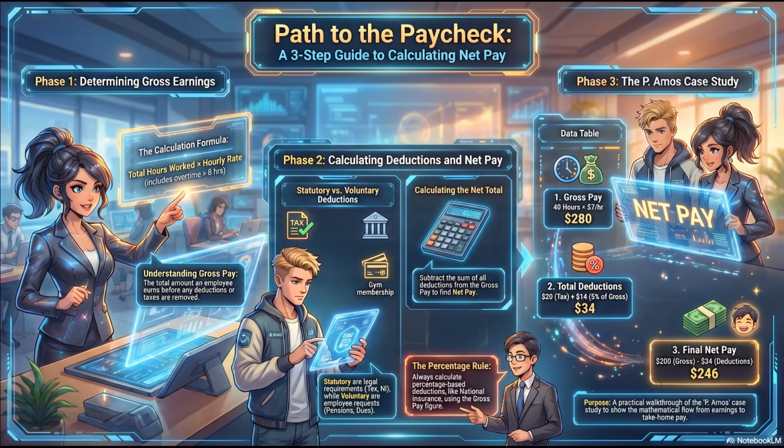Most students think payroll and employee earnings is hard until they see it explained like this.